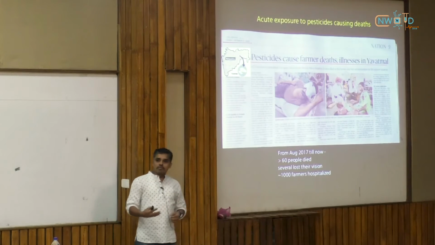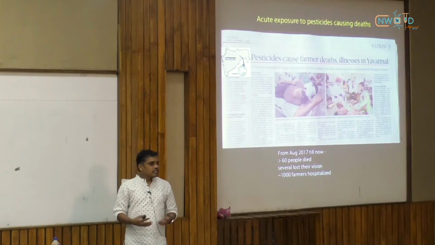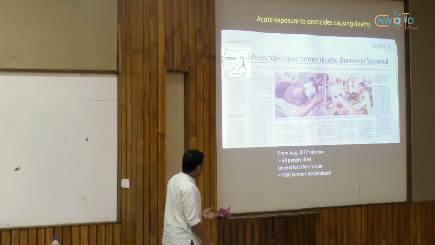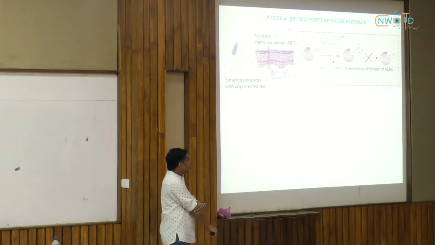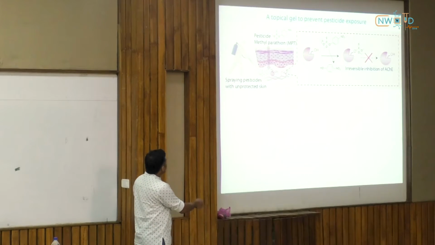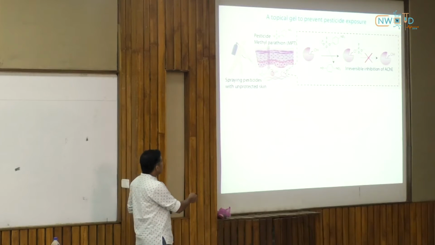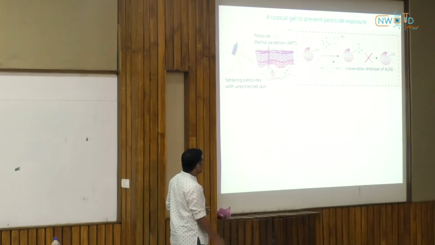That shows the level of problem that exists, and it also suggests that there is absolutely no technology there to protect them. So that's why we decided to develop some of the technology to prevent these pesticides. As I showed, all the organophosphate pesticides have high skin penetration power. They can go through the skin and inhibit this AChE enzyme.